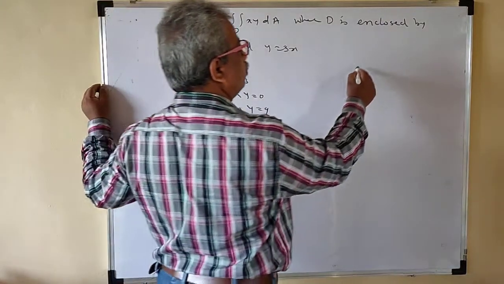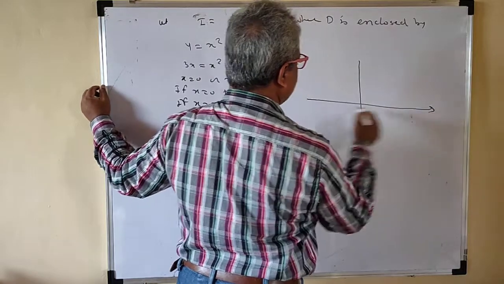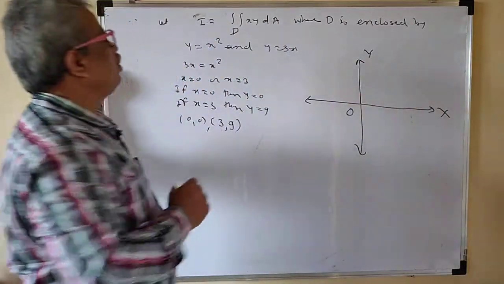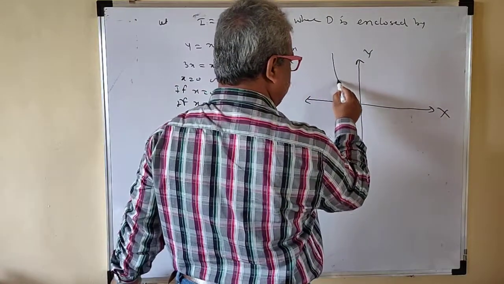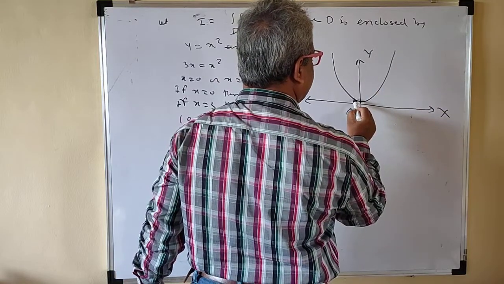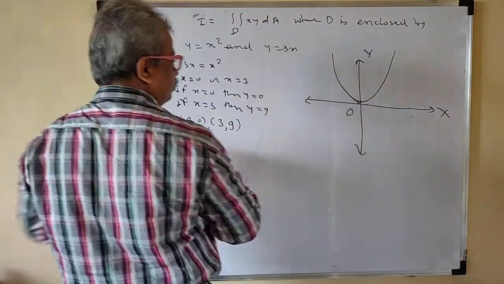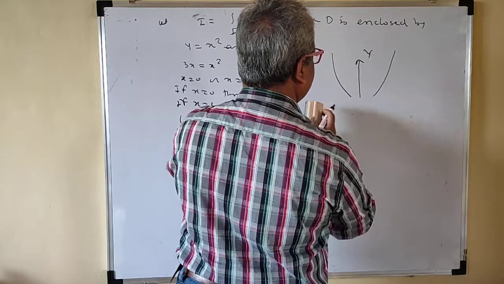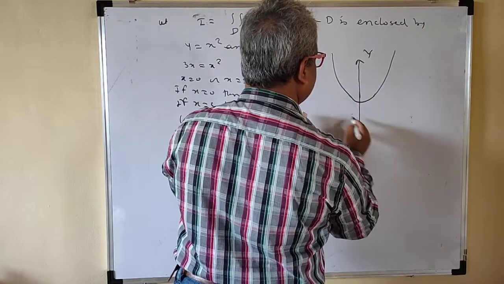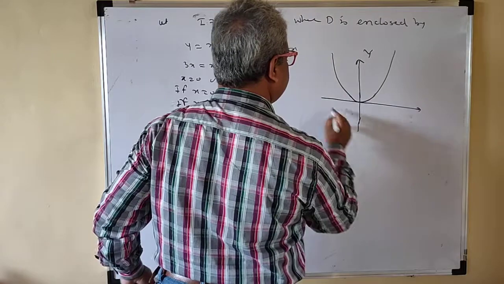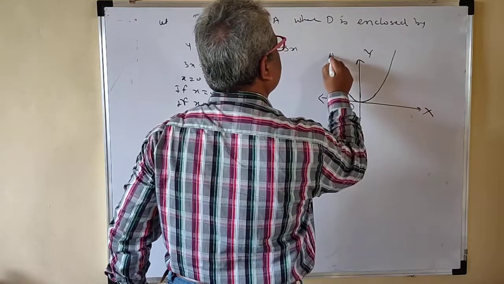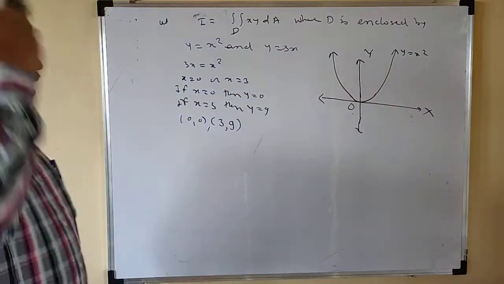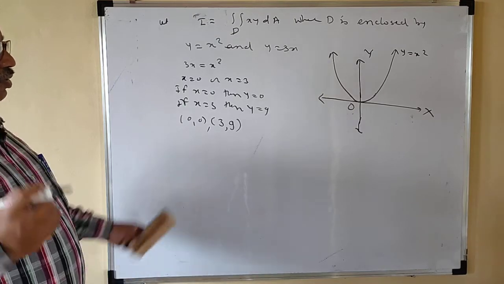Now we'll draw the figure. This is your origin, this is your x-axis, this is your y-axis. Now y is equal to x square is a parabola. Then you have to draw a line, y is equal to 3x.